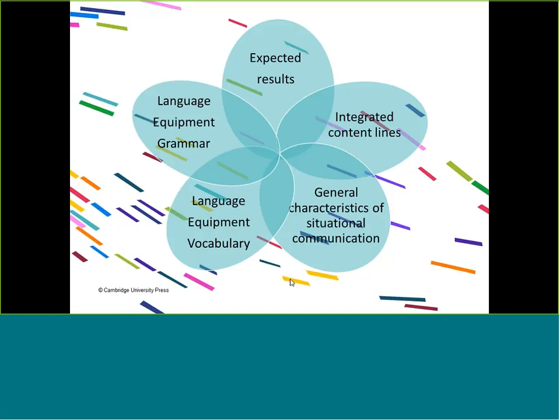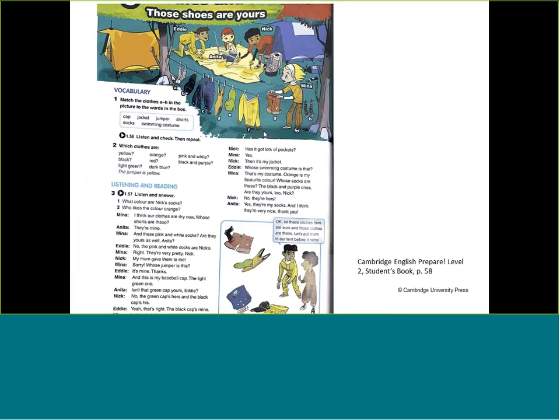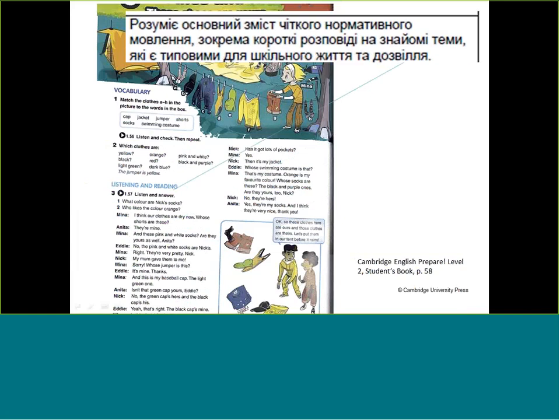And let's look at the 5th form. We have the same topics, the same areas of communication and topics of communication. Here you can see how it reflects in our Cambridge English Prepare course. You see that we have some typical school life situations here with all the vocabulary provided, all the vocabulary they need for this exact situation. We don't give a long list of words, just the necessary vocabulary for this exact situation according to this exact level.